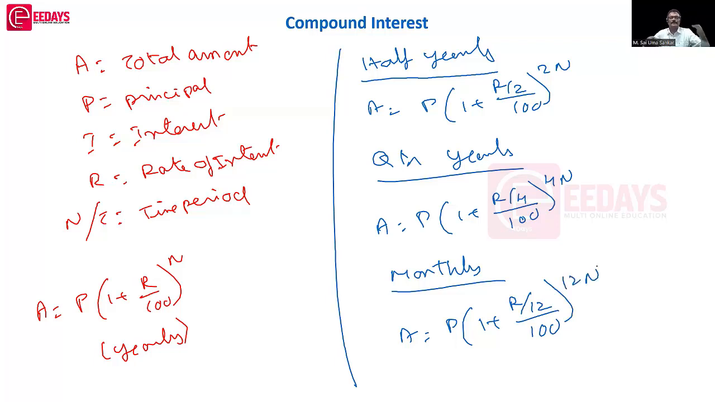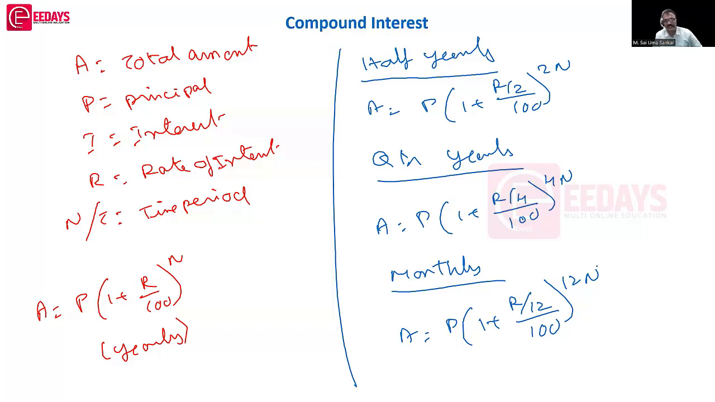That's it. Suppose interest being calculated daily. Then what happened? A equal to P into 1 plus R by 365 or 366. It depends on ordinary year or leap year. Suppose ordinary year, R by 365 whole to the power of 365n. Suppose leap year, R by 366 whole to the power of 366n.